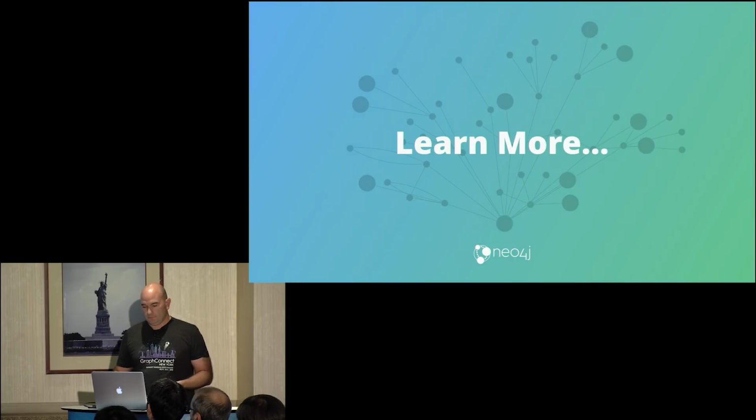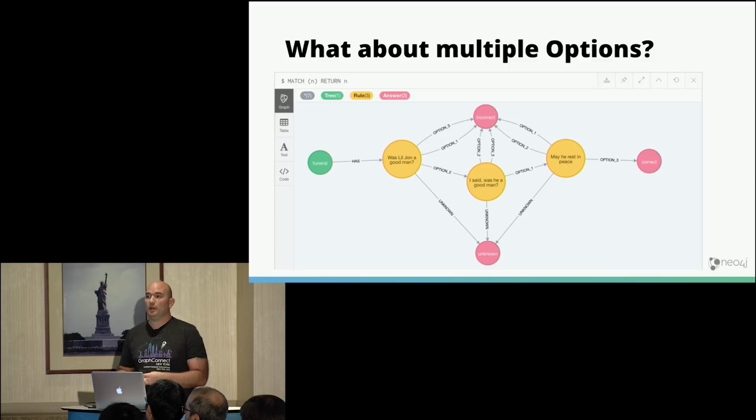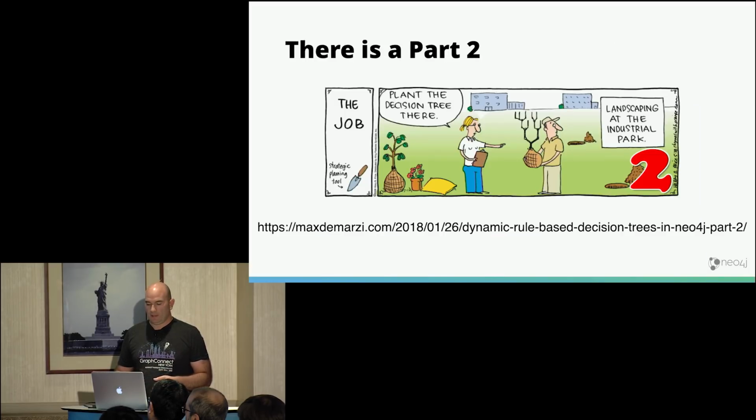If you want to learn more about this, there's a whole blog post called Dynamic Rule-Based Decision Trees in Neo4j from earlier in January of this year. And if you want to get fancy and say, okay, I don't want a decision tree, I want to do something a little bit fancier than this, we have multiple options. What if I want to go A, B, or C directions, or 10 directions, depending on what's going on? Well, that is part two, which is also on the blog, that explains how to do this. The blog posts are a little weird because of NDAs and all that, so we can use real examples, so that's what we got.